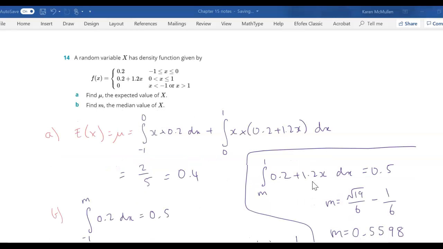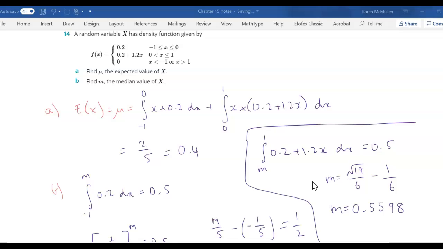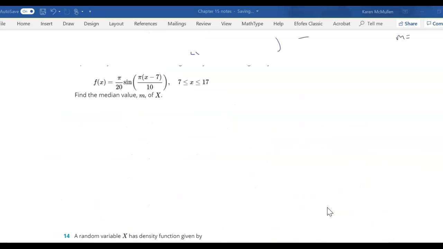All right, and then for the second function, if you did that, as you could see on the calculator, or if you did it by hand, we do get 2 values for m. So we've got to consider the domain. It has to be between 0 and 1. So we take that value there. All right.